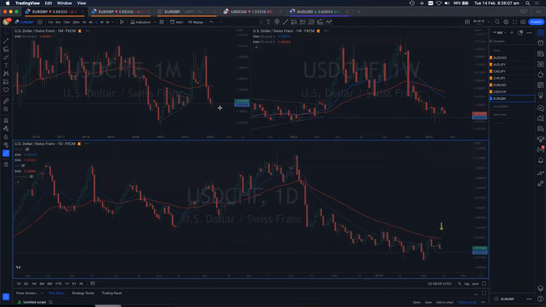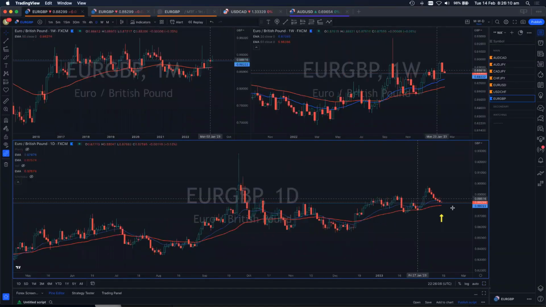Last one, a quick look at euro pound. We looked at it yesterday. Maybe it's going to set up. It's been decelerating. This is quite a good support level with the highs here and here. So looks pretty good.